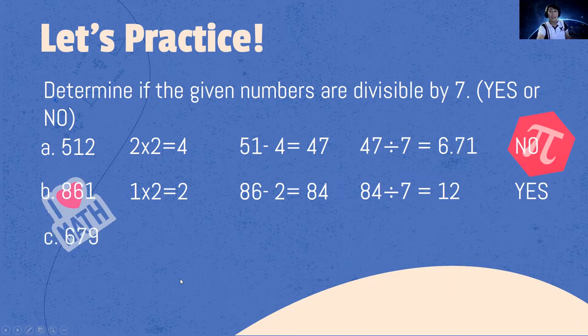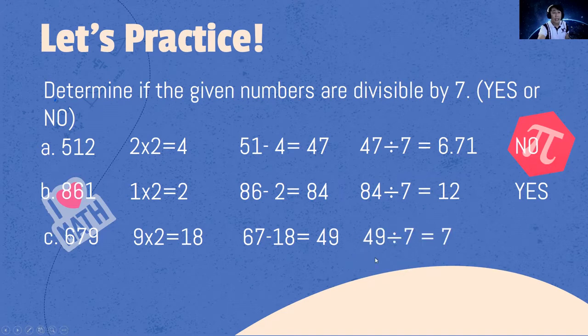Another example, 679. What is twice the last digit? Twice the last digit is 9 times 2, that is 18. Then we will subtract 18 from the remaining digits. 67 minus 18 is 49. And 49 is divisible by 7. Therefore, 679 is divisible by 7. As simple as that. Again, twice the last digit, then subtract the product from the remaining digits. That is the divisible by 7 rule.